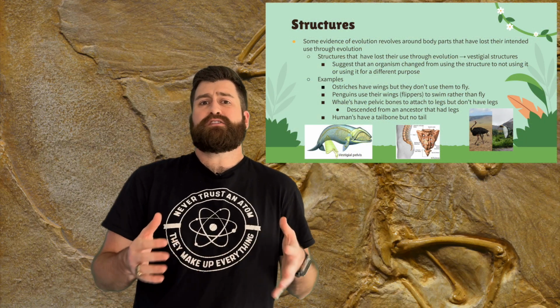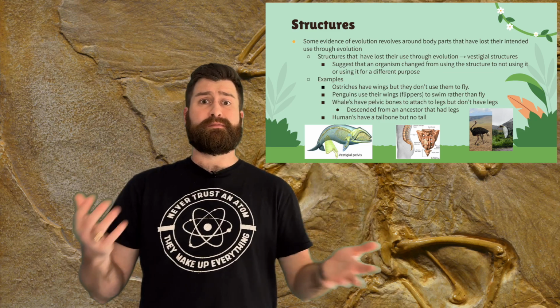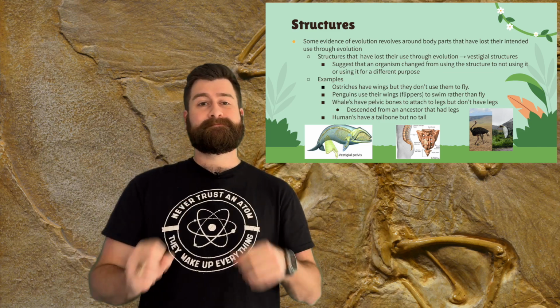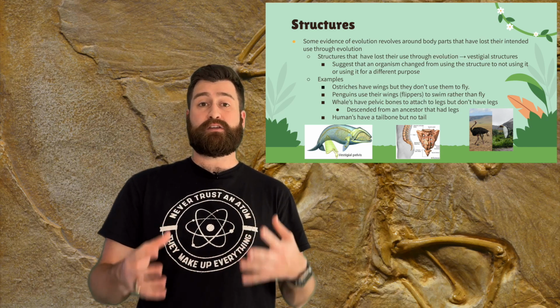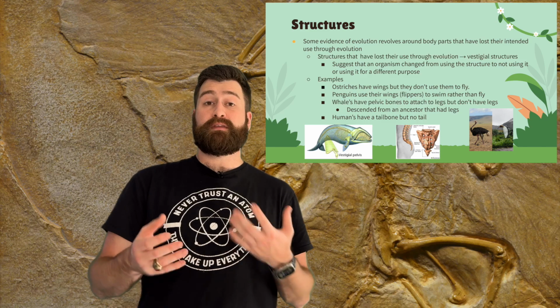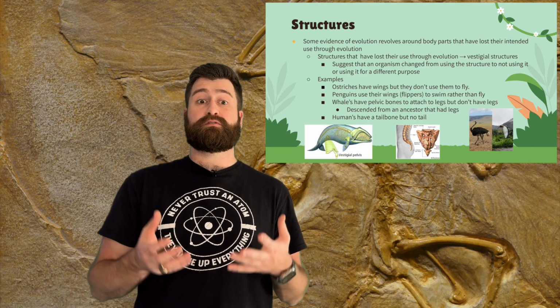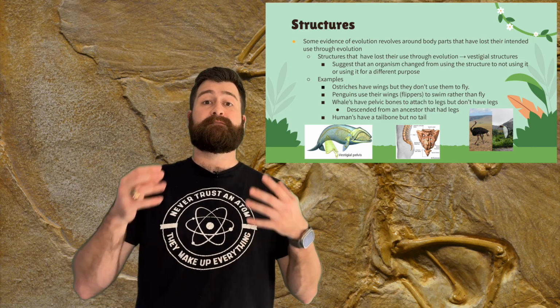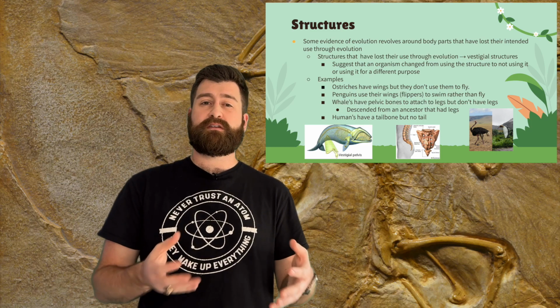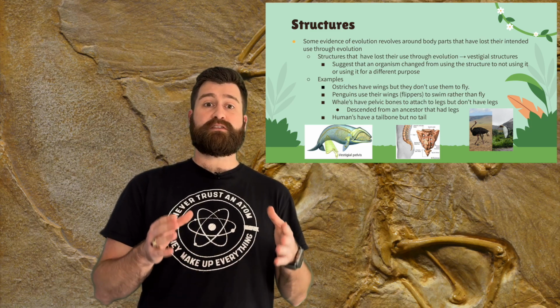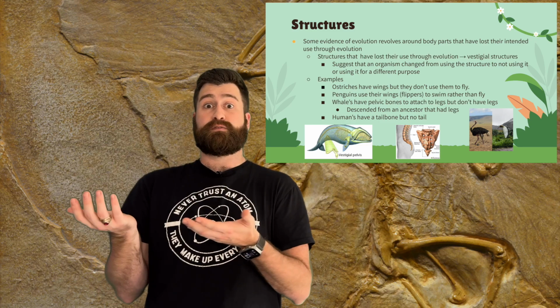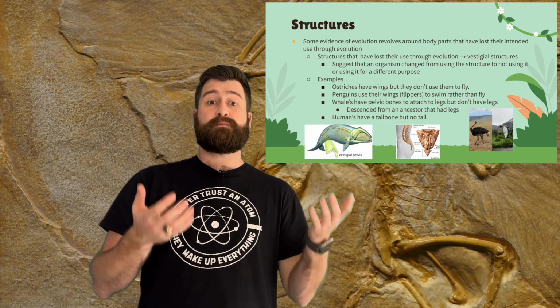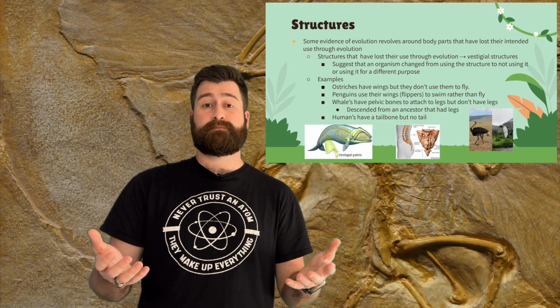First up, we're going to talk about structures. Now, when I say structures, am I referring to buildings and other permanent structures? Nope. Some evidence of evolution revolves around body parts that have lost their intended use through evolution. These structures are known as vestigial structures, or sometimes vestigial organs. The presence of these structures suggests that an organism changed from using the structure to not using it, or using it for a different purpose than it was originally intended for.